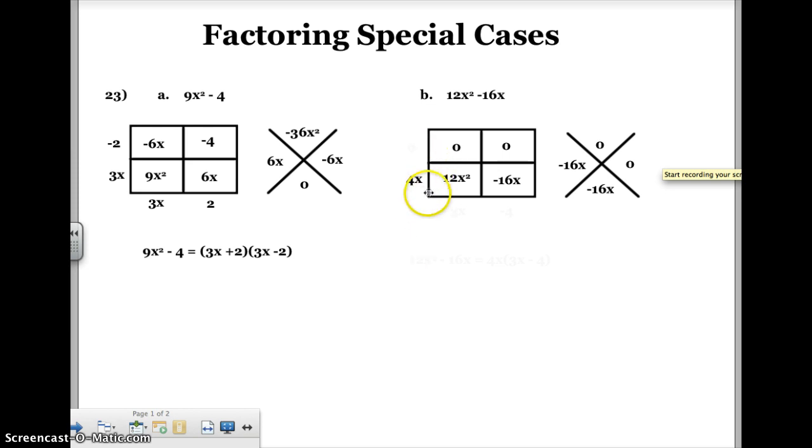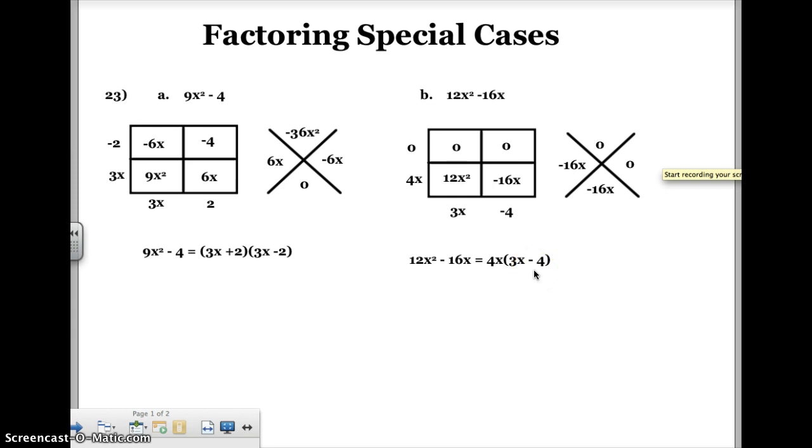Now if this length is 4x and my area is 12x squared, this length has to be 3x. If this length is 4x and my area is negative 16x, this length will have to be negative 4. If this length is 3x, but my area is 0, that means that this length has to be 0. So to write this problem, 12x squared minus 16x, as a product and a sum, I'm going to write it as 4x times 3x minus 4.